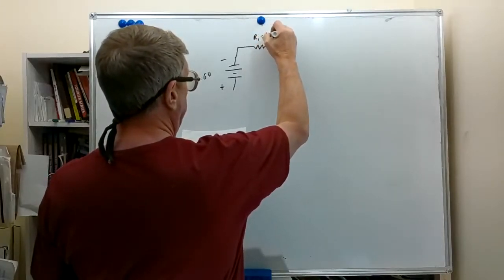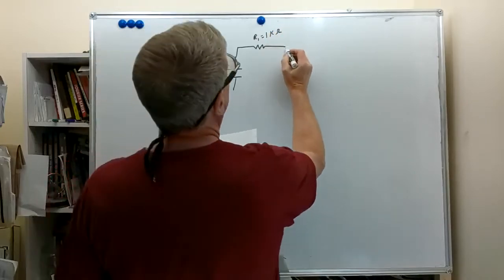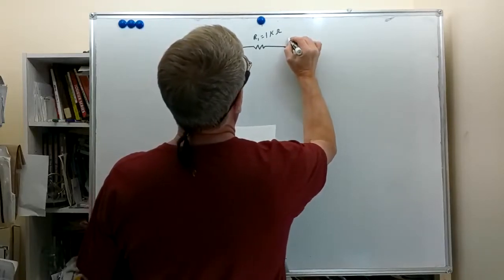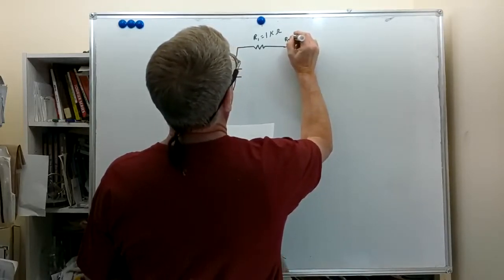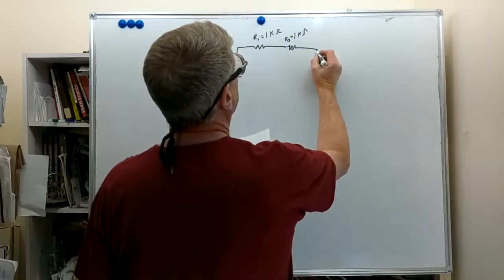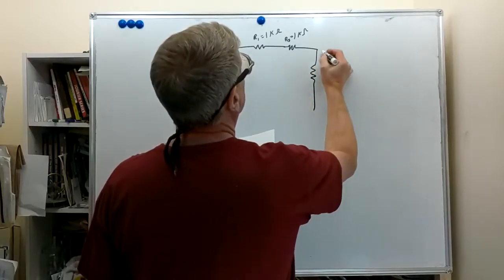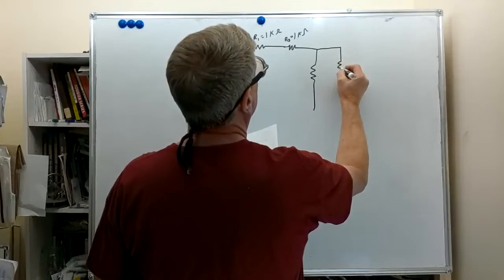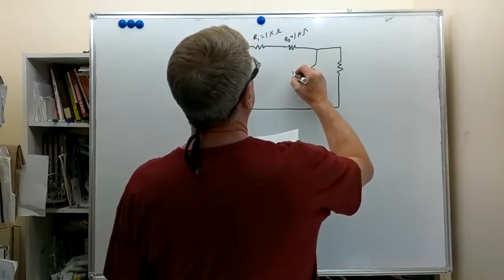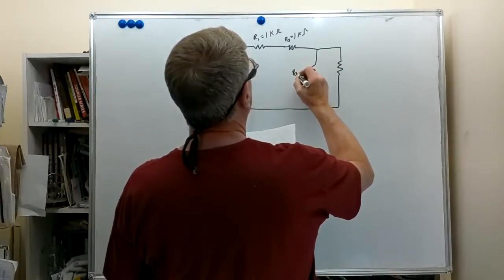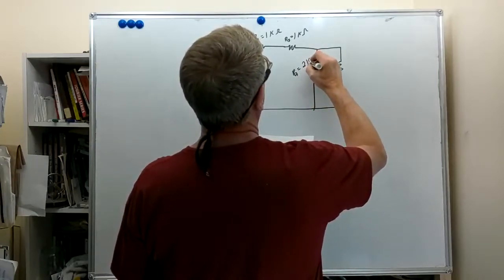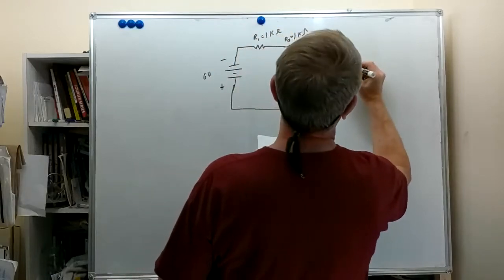R1 equal to 1 k ohm. And we're going to have R2, which is also 1 k ohm. And now we're going to have a couple parallel branches. R3, which will be 2 k ohm, and R4, which will also be 2 k ohm.